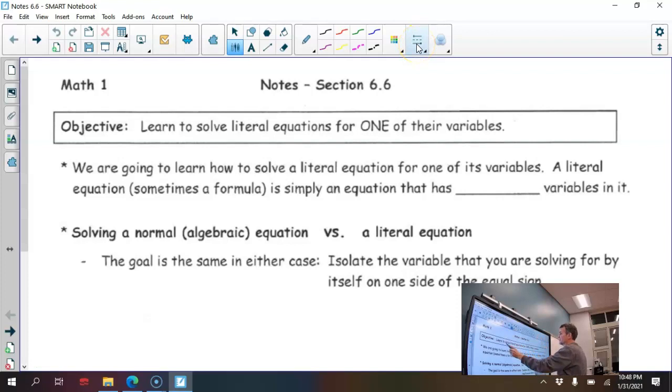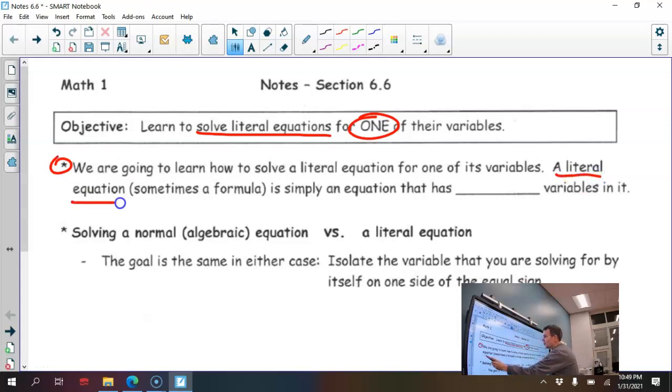All right, we want to learn how to solve literal equations for one of their variables. A literal equation, sometimes called a formula, is simply an equation that has multiple variables in it. Like, you guys know some formulas, like volume equals length times width times height. That is a literal equation. It's also a formula.